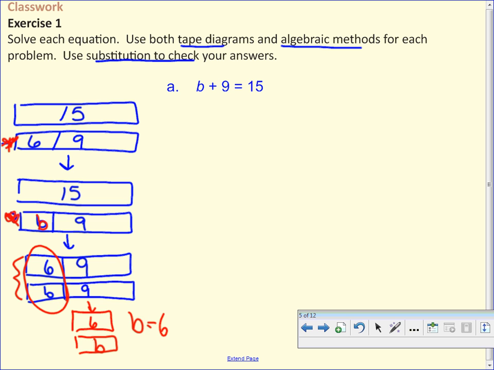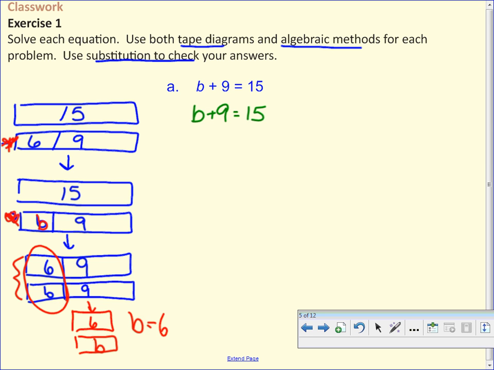Alright, so that was with the tape diagram. Now let's solve it algebraically. I'm going to use a different color. So we have B plus 9 equals 15. I want to find out what the B is. I want the identity of the B.